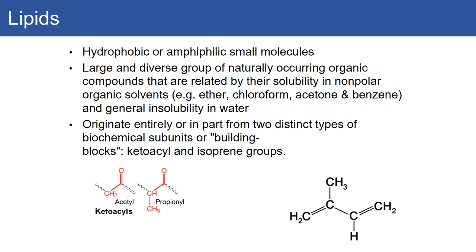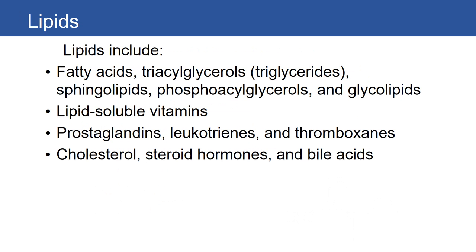So there are 2 distinct chemical subunits. If you wanted to precisely define lipids, it would be these ketoacyl and isoprene groups, and that includes everything from hormones. They include fatty acids, triacylglycerols, sphingolipids, phosphoacylglycerols, glycolipids, lipid-soluble vitamins, prostaglandins, leukotrienes, thromboxanes, cholesterol, steroid hormones, and bile acids. All of these are included in this.